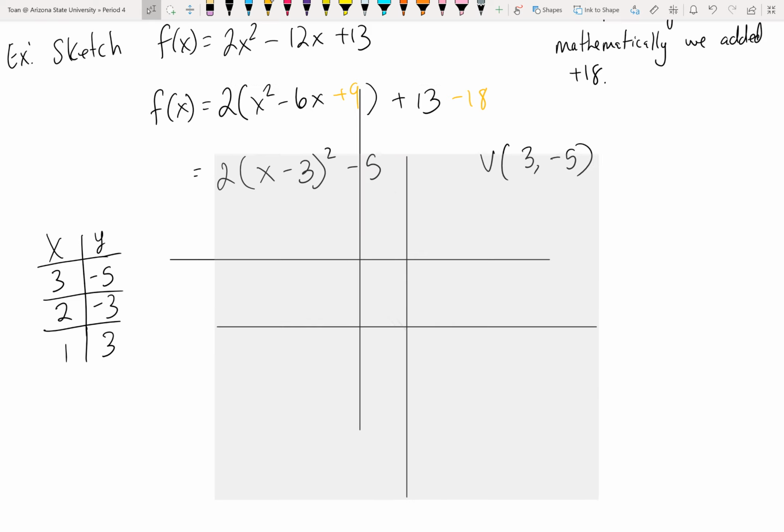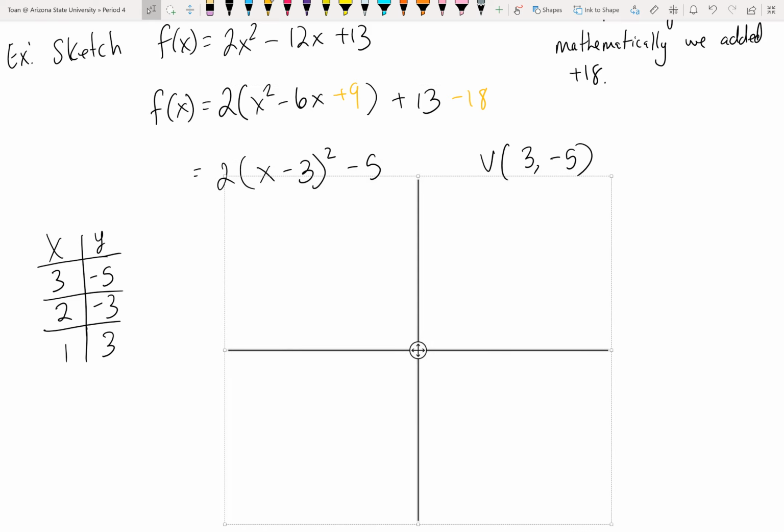So let's see, my y values aren't too big, so let's do an 8 by 8 maybe. 1, 2, 3, 4, 5, 6, 7, 8 along each axis. And so you plot it. (3, -5).